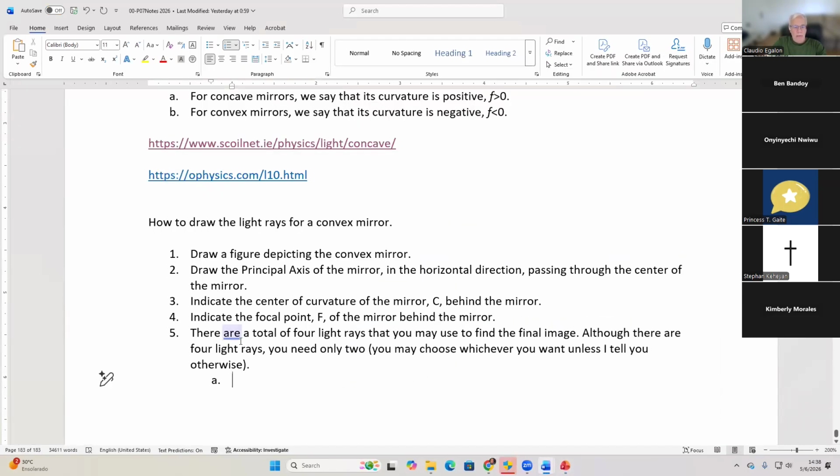There are a total of four light rays that you may use to find the final image. Although there are four, you will need only two of them. You may choose whichever you want, unless I tell you otherwise. You need only two to find the position of the image. A, light ray parallel to the principal axis of the mirror.